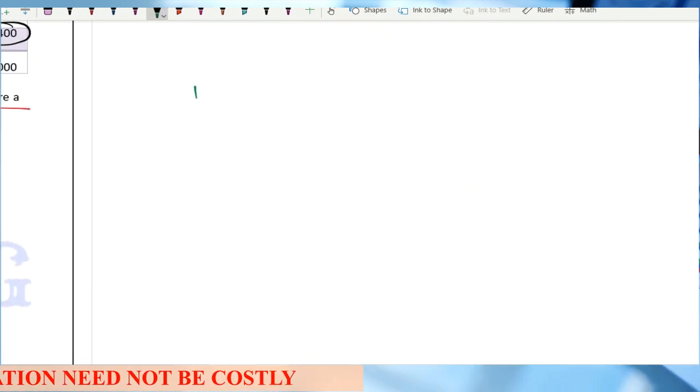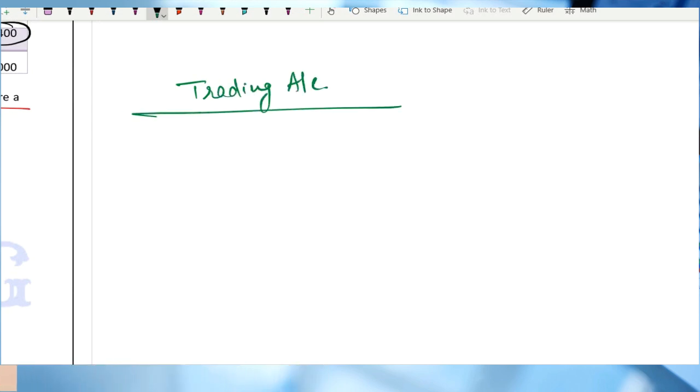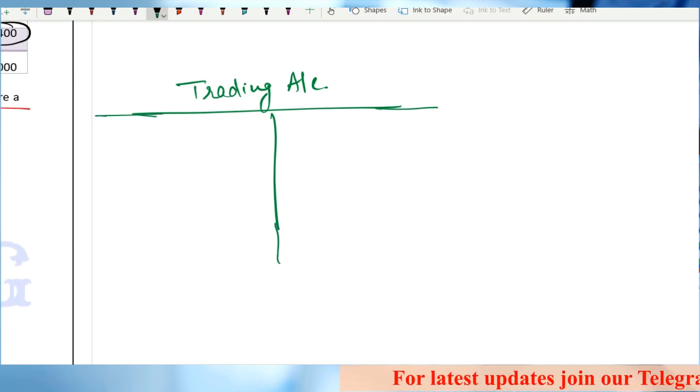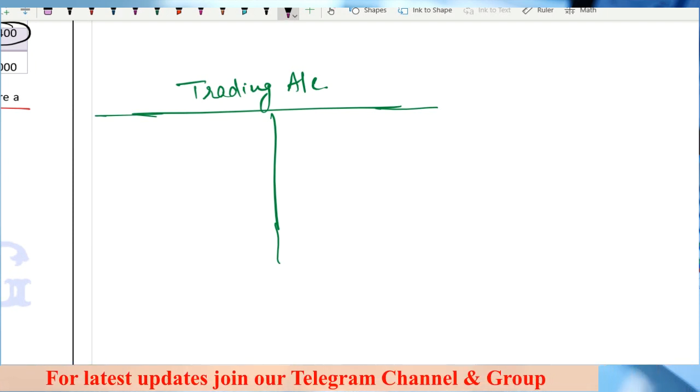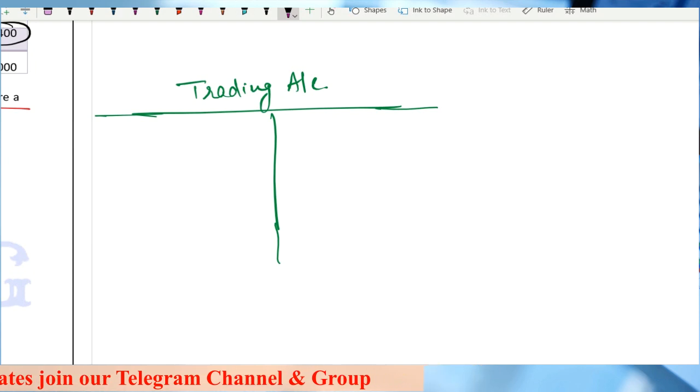You have learned about the trading account? Yes, sir. In the small classes, you have learned about the trading account. How do you prepare the trading account, sir? Sir, we studied in +1, +2. You are a chartered accountant. You will be studying accounts also. So the trading account should be on tips. How do you do it?